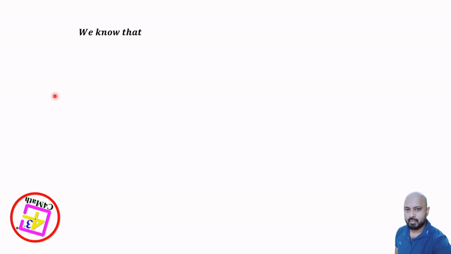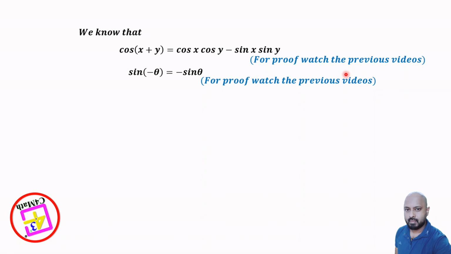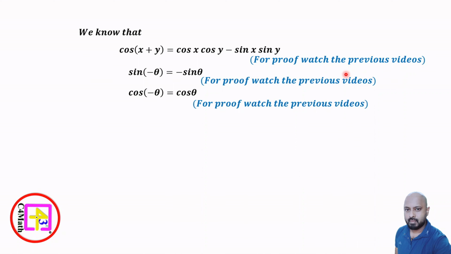We know these three relations: first, cos(x+y) = cos x cos y minus sin x sin y. If you want the proof of this one, you can check the previous video lessons. In the same way, sin(-θ) = -sin θ, and that proof is also available in the previous video lesson. Then cos(-θ) = cos θ, that proof is also there.